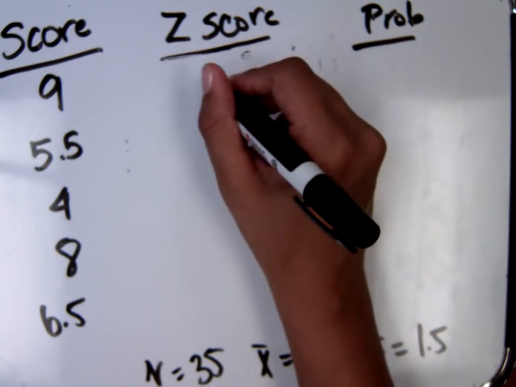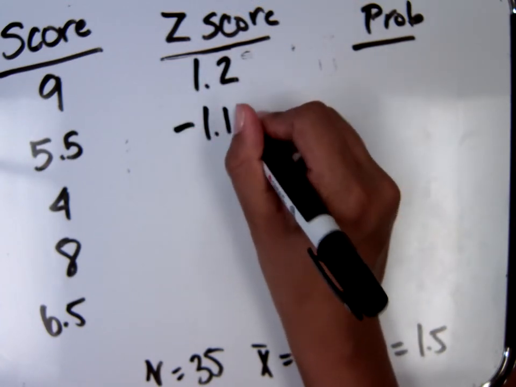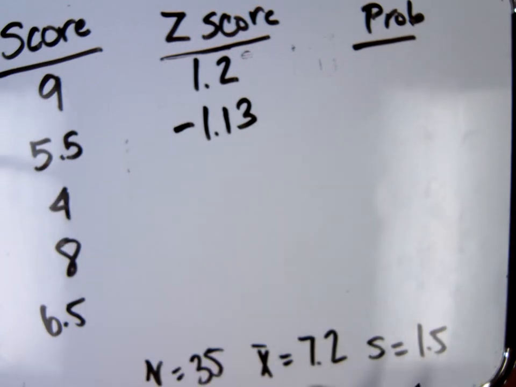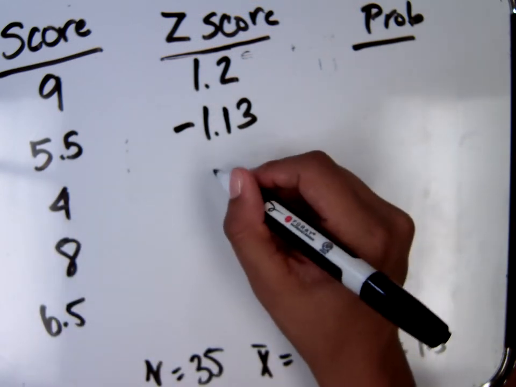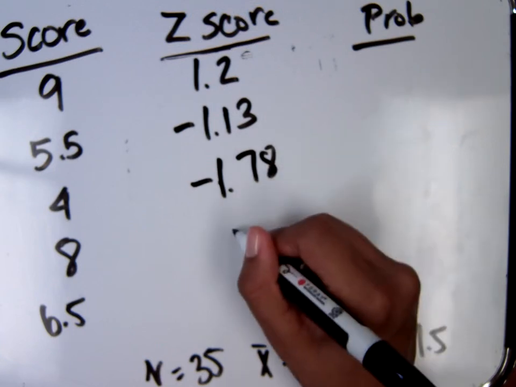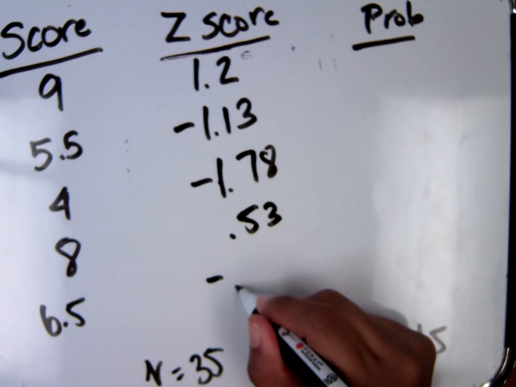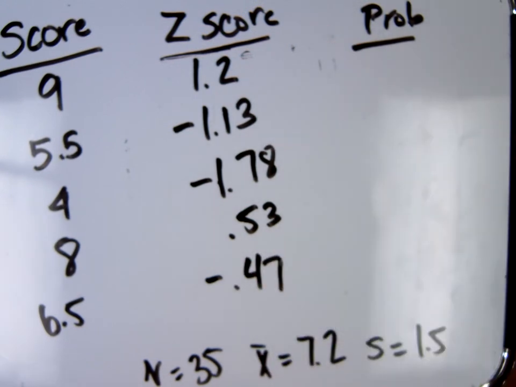So by now you should have gotten 1.2, negative 1.13. And this negative makes sense because this 5.5 obviously is below the mean of 7.2, so it's going to be on the left side. Negative 1.78, 0.53, and negative 0.47. It's these z-scores that we're going to use to go into the back of the book, the appendix.